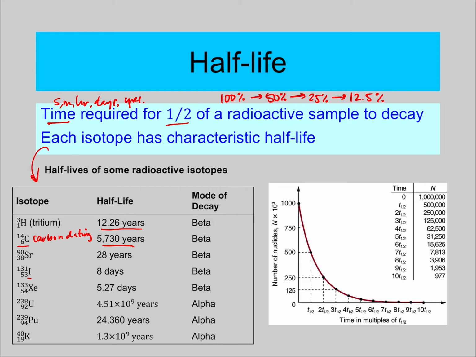You have iodine, which is used in imaging for thyroid issues. Its half-life is 8 days. Xenon, which is used for bone scans, is 5.27 days. Uranium is 4.51 times 10 to the ninth, which is billions of years. And then potassium, which is used for dating rocks, is going to be 1.3 billion years. So a long, long time.